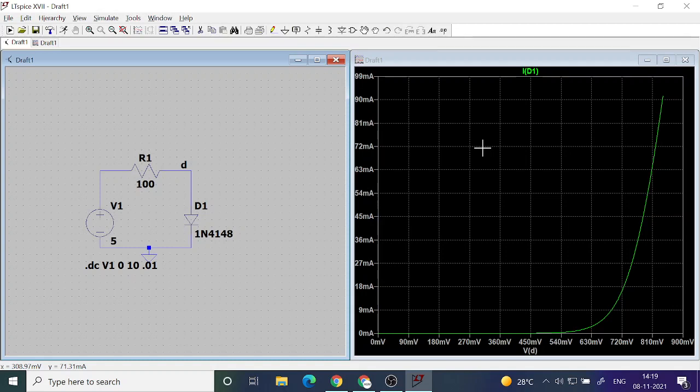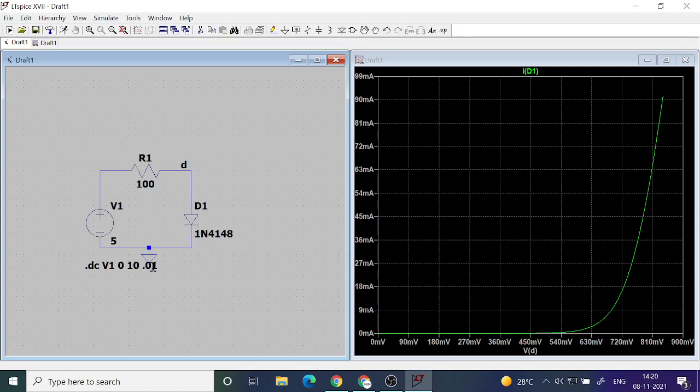Sir, but the source voltage is only 5 volts, sir. No. Source voltage we have to give some voltage. But the actual voltage given by the source in the analysis is this command: .dc V1, where V1 is the name of the voltage source, and it takes values from 0 to 10 in steps of 0.01. So that command is a DC sweep, sweeping the voltage from 0 to 10 volt.